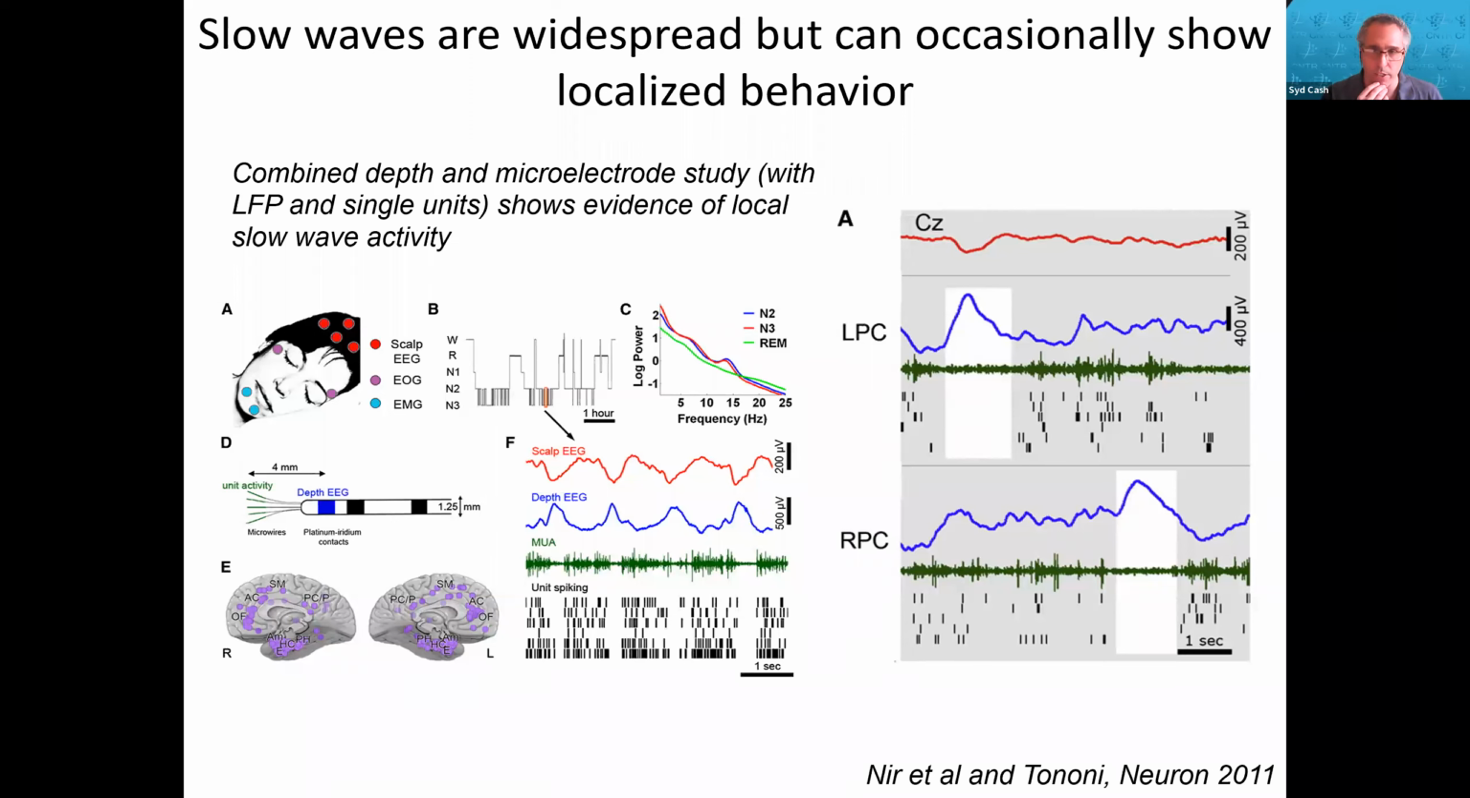synchronized across the cortex. But actually more recent work, and this is a very nice paper from Nir and Tononi back in 2011, using microelectrodes in patients with epilepsy to study the slow oscillations in particular. And they, along now with some other research that's been done, have shown that in fact, these kinds of slow oscillations can be very highly localized. They can be very focal in their origins. And they could be generated by units in a very localized area without necessarily clear generation elsewhere or without synchrony in other areas of cortex.